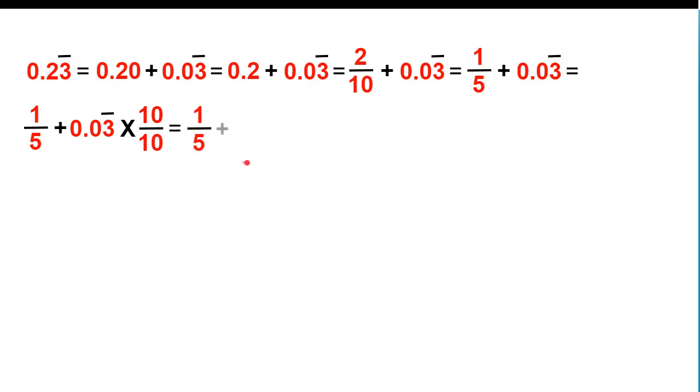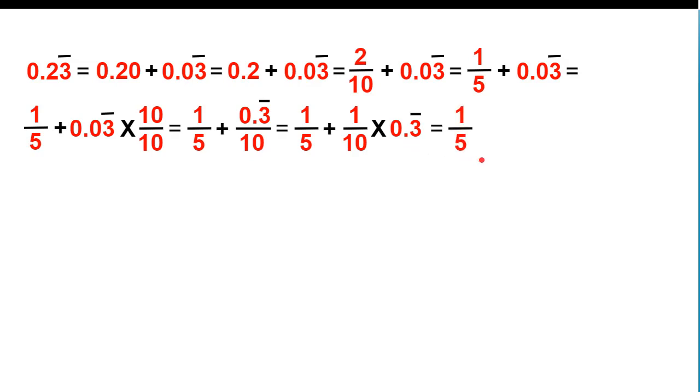1 over 5 stays the same. And now we'll multiply this one by 10. For that, as you know, you need to move the decimal point one step to the right, so it becomes 0.3. But we still need to divide it by 10 if we don't want to change the value of this number, and we don't. Now, let's write it a little bit differently: 1 over 5 plus 1 over 10 times 0.3, where 3 is recurring.